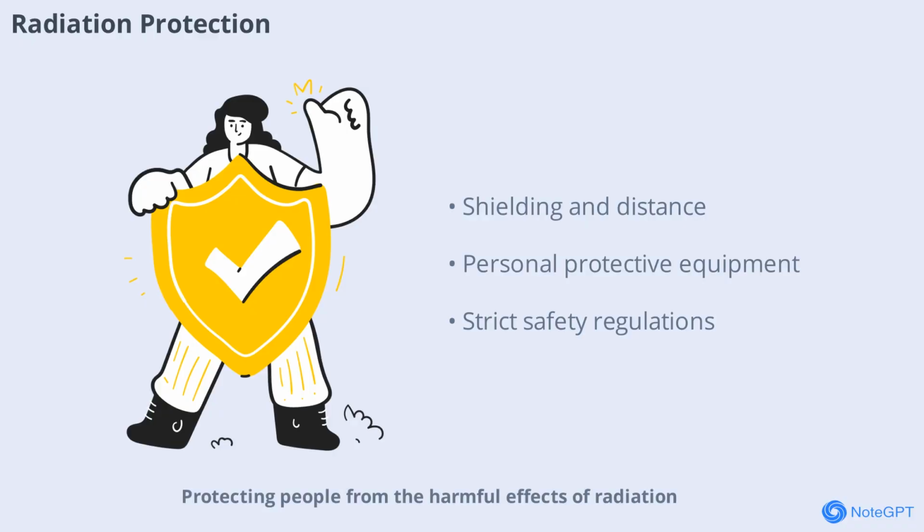Protecting people from the harmful effects of radiation is a top priority wherever radioactive materials are used. Safety measures include shielding, limiting exposure time, and maintaining distance from sources. Personal protective equipment and monitoring devices help ensure that workers stay within safe limits. Public education and strict regulations are also important for preventing accidents and minimizing risks.